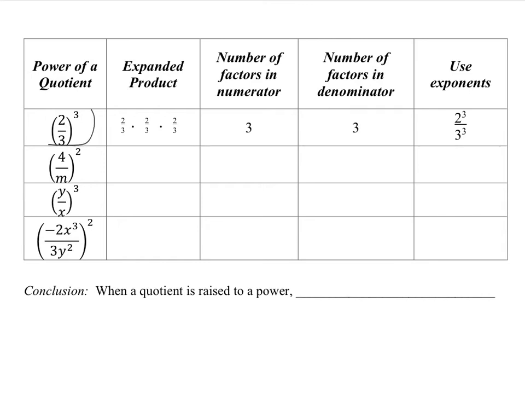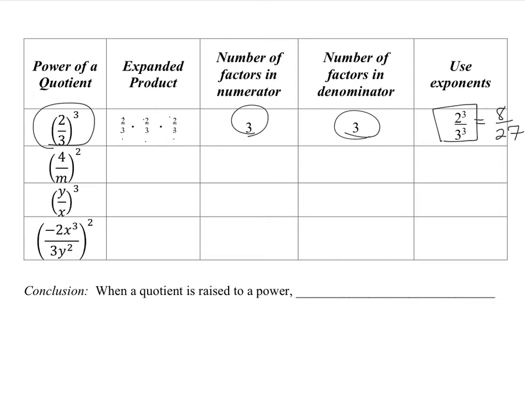So like here, if I'm taking 2/3 to the 3rd power, well, that just means you're doing 2/3 times 2/3 times 2/3. And then the number of factors in the numerator are 3, right? You've got 3 2's, and the number of factors in the denominator is 3. You've got 3 3's, right? I could rewrite that as 2 to the 3rd power over 3 to the 3rd power, which of course we would simplify to 8 over 27. But right now we're just going to focus on what do you do with that power on the outside of the parentheses.